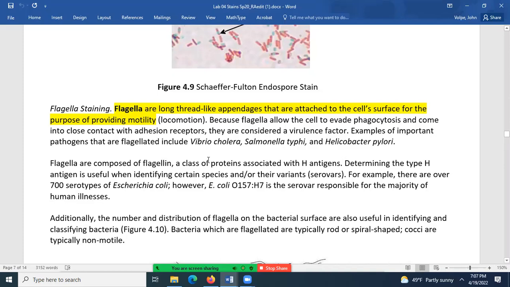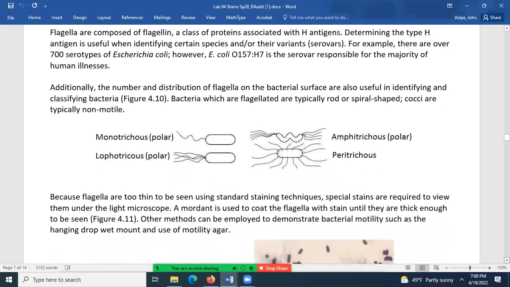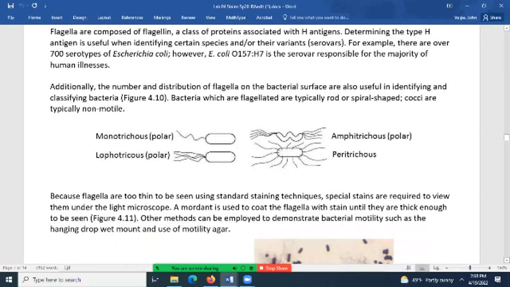So they're long thread-like appendages, which are used for bacteria to be motile. If the bacteria can swim or is motile, it has a flagella. That is the only way that bacteria can swim or be motile in a liquid culture, because that's the only structure bacteria have for motility.